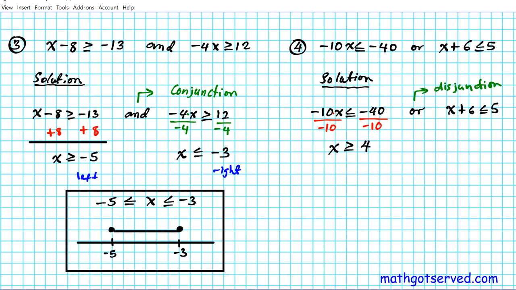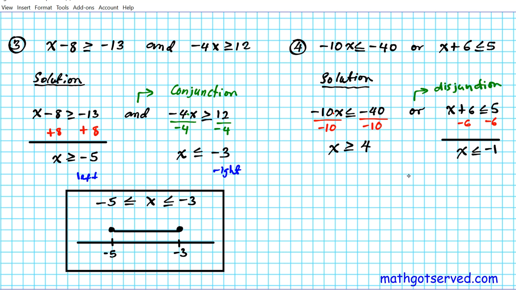All right, on the right side, we're going to get x isolated, so we simply subtract 6 from both sides of our inequality, and that will yield x is less than or equal to 5 minus 6, which is -1.